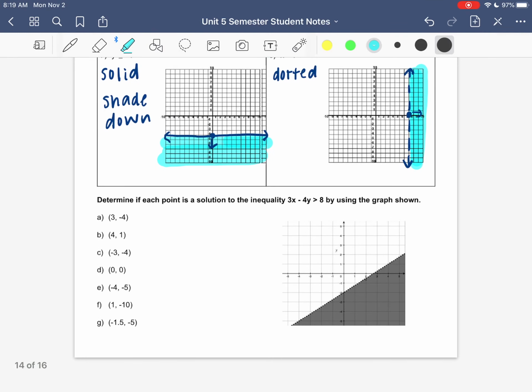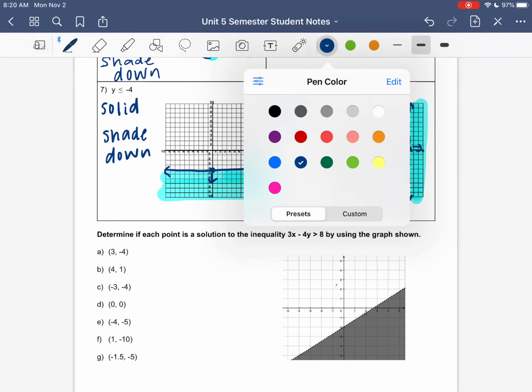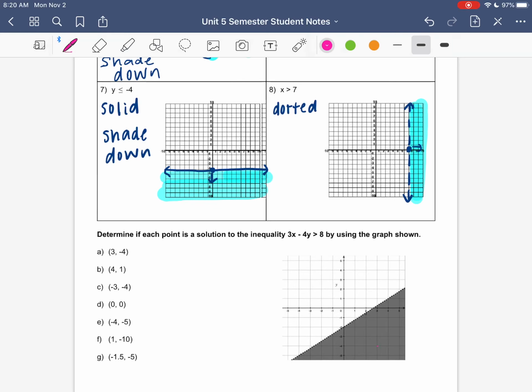All right. Last problems are, it's already graphed for us, so we're just going to analyze if each point is a solution to this inequality. So I'll do the first couple with you. Point A says 3, -4. The way I would do this, I would suggest actually just graphing it. So 3, -4, let me pick a bright color. 3, -4 would be right here. So that's point A. And that is in my shaded region. So that one is a solution.